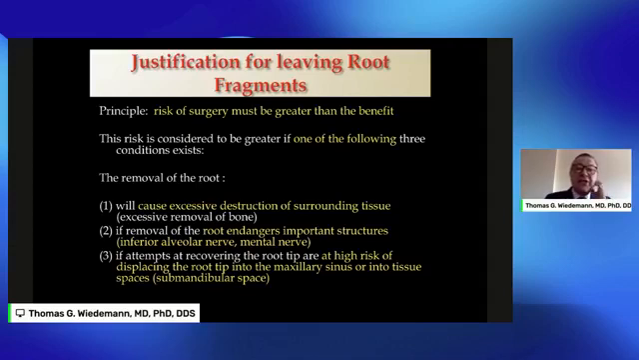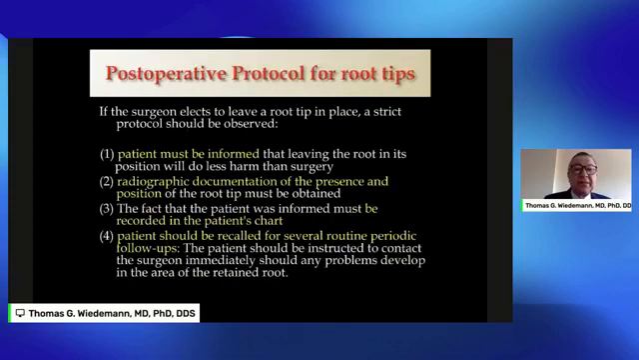What are these conditions? If the risk of surgery is greater than the benefit, the tooth removal should not be performed. That is the case if we cause a lot of destruction of the surrounding tissue, if we are endangering important structures like the inferior alveolar nerve or the mental nerve, or if we have a higher risk of displacing that root tip, for example, into the maxillary sinus or other tissue spaces.